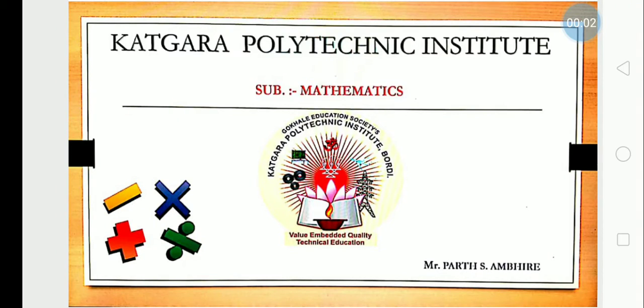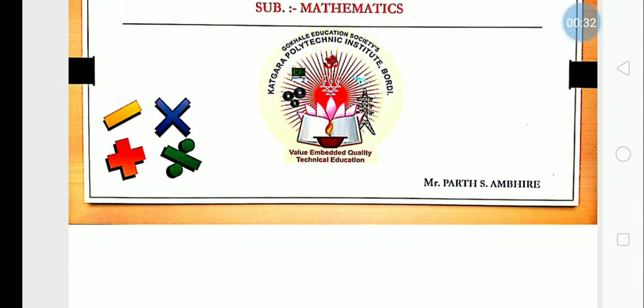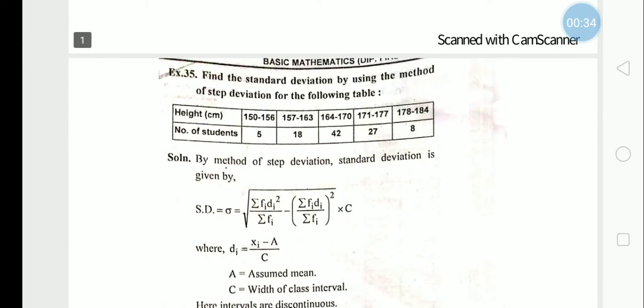Good morning, class. In the last lecture, we studied some problems based on standard deviation on grouped data, ungrouped data, and raw data, and also found the variance, coefficient of standard deviation, and coefficient of variance. Now, in this lecture, we are solving some problems based on variance, standard deviation, and also finding the coefficient of variance. So now let's start.